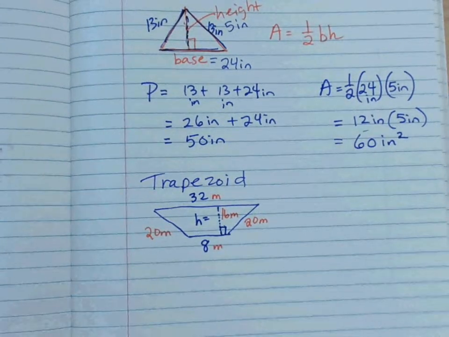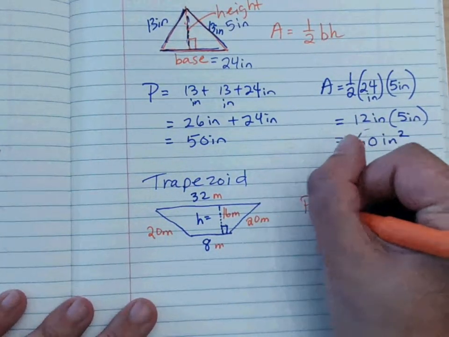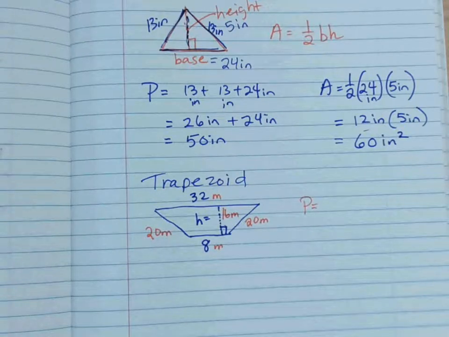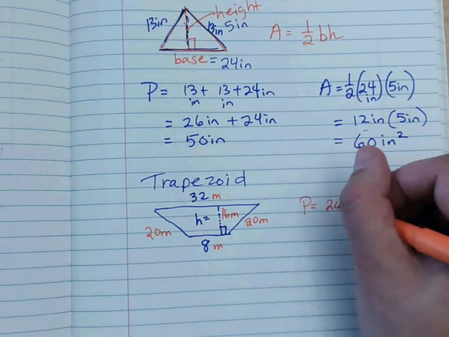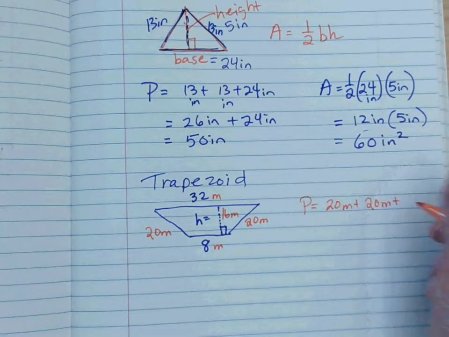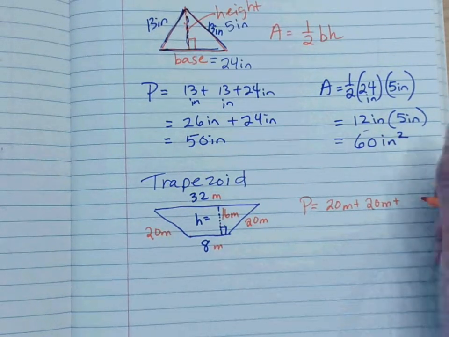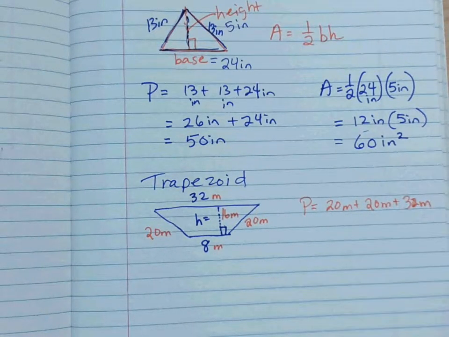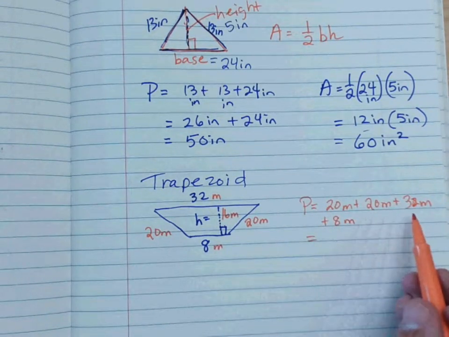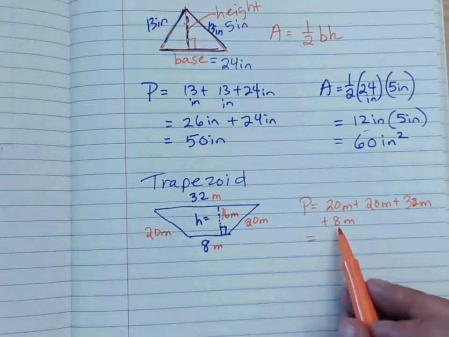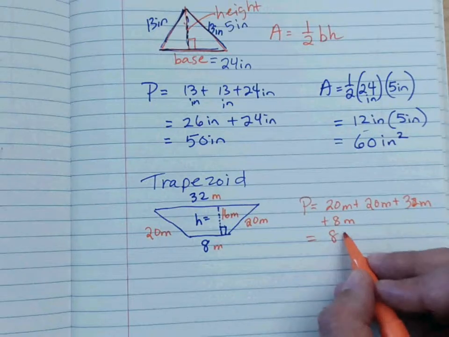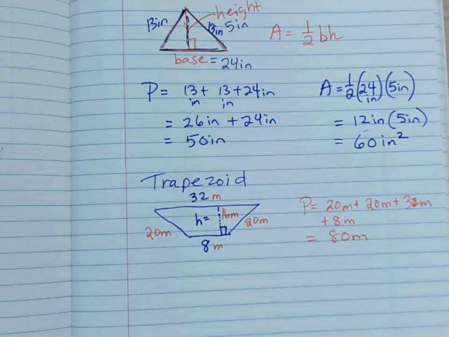Okay? First of all, what would be the perimeter of this shape? How would I find the perimeter? What would I need to add up? Add up all the outside. What would I add up? The 20s. Plus the 32. Oops, 32 meters. Plus the 8 meters. Sorry, I didn't fit that all in one line. So we're going to add that all up together. I know that 20 and 20 is 40. 32 and 8 is another 40. 40 and 40 is 80 meters, right? If I add up all those sides.